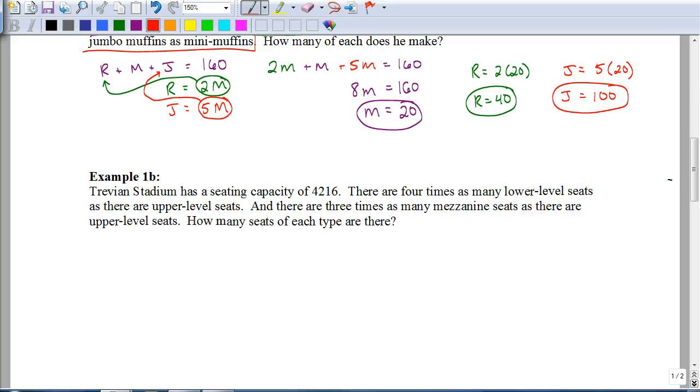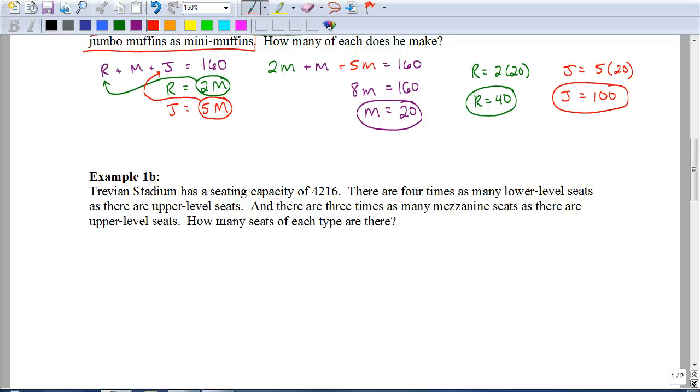Okay, why don't you guys take a minute to solve this story problem. It says Trevian Stadium has a seating capacity of 4,216. There are 4 times as many lower level seats as there are upper level seats, and there are 3 times as many mezzanine seats as there are upper level seats. How many seats of each type are there? So why don't you guys go ahead and work this problem out. Pause the video and hit play when you're ready to check your answer.